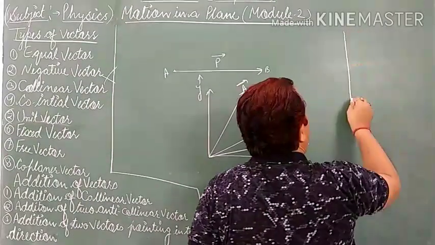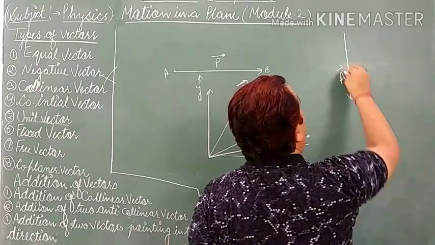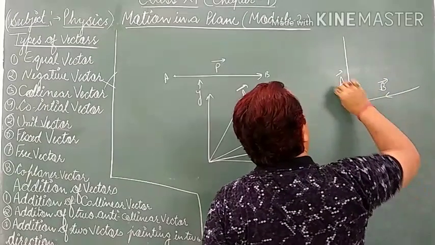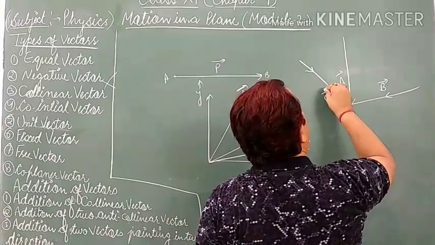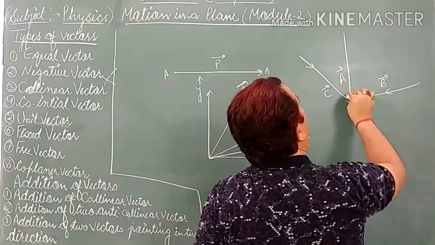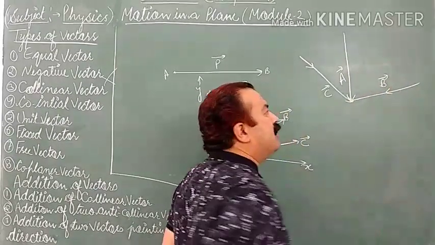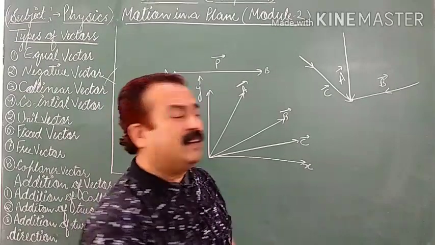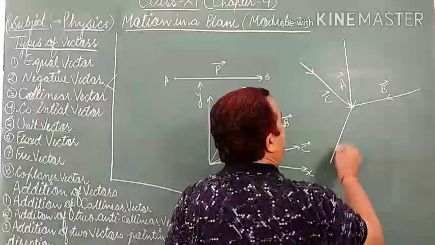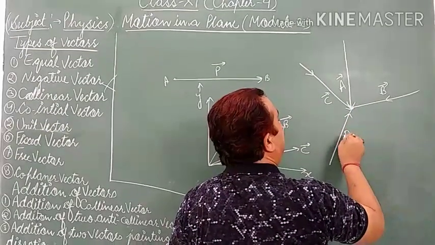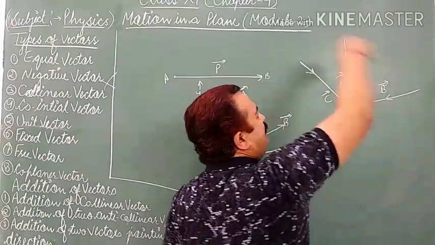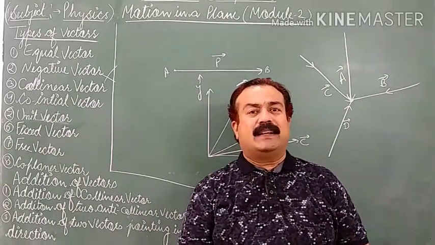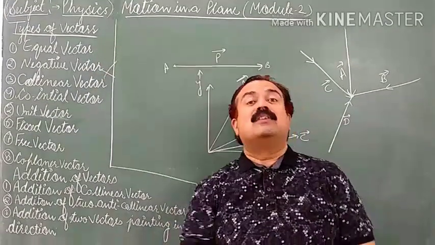So see, if this is A vector, this is B vector, and let's say this is C vector, you can see all are terminating at one point. So this type of vector is called coterminate vector. Or you can say one more vector I am showing from here, it's a D vector. So this combination is called coterminate vectors. So I think we have done many definitions of vectors.